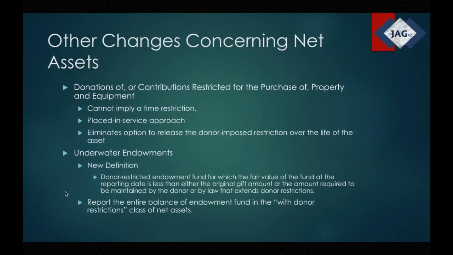Where this happens is if donors give an endowment and it's invested in something, for instance, a mutual fund, and the mutual fund value goes down, and so the fair market value of the fund, the amount of money that's there, is less than what was originally contributed. The answer to this is you report the entire balance now in the endowment fund with donor restrictions class of net assets. So there are some little changes within the underwater endowments.